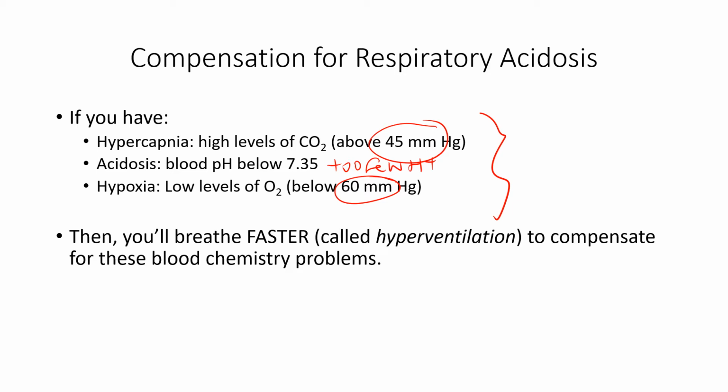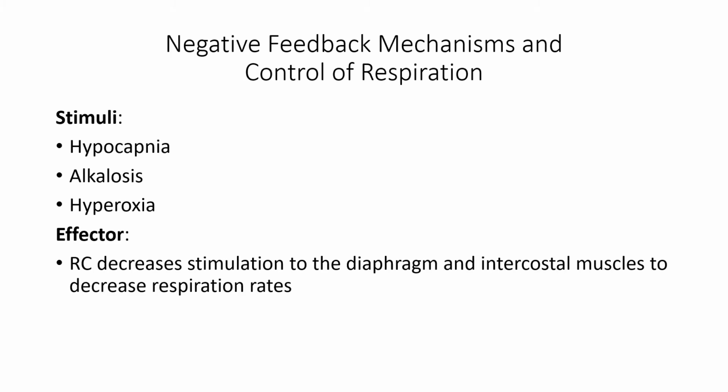Okay? Likewise, if you happen to have the opposite three problems, hypocapnia, alkalosis means your blood pH is where? Too high or too low? Too high. And hyperoxia meaning too many oxygen molecules. In these three scenarios, any one of those three will stimulate a chemoreceptor. They're in your aortic arch, they're also in your brain, your central nervous system, and this time we'll hypoventilate. Okay, and that's a way to fix these blood chemistry issues.